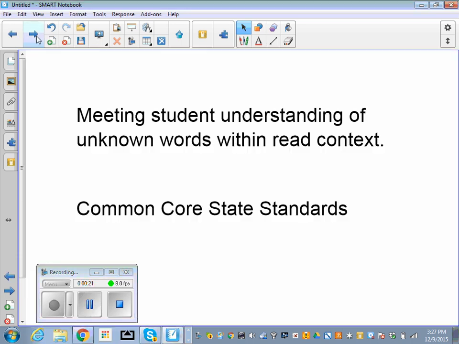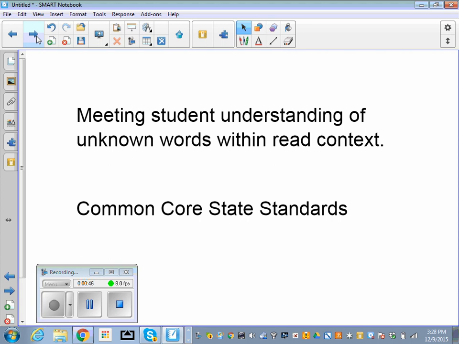One of the biggest things that we're working on in some states in the United States is the Common Core State Standards. And one of the most challenging standards that I've come across to teach is having students meet the need to understand unknown words within read context. That means trying to acquire meaning and determine what a word might mean based on what they're reading and the surrounding words in the context.